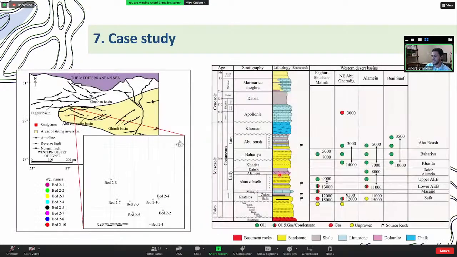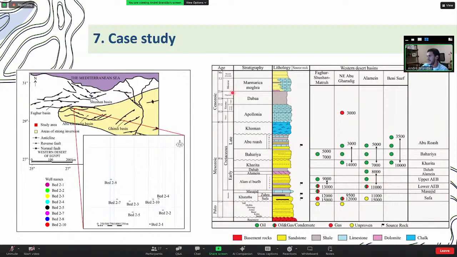So this is in Egypt, the Western Desert of Egypt. There is this small area right here. We have a couple of wells that have been drilled, that have been producing. And the idea of this study is to propose a different prospect.